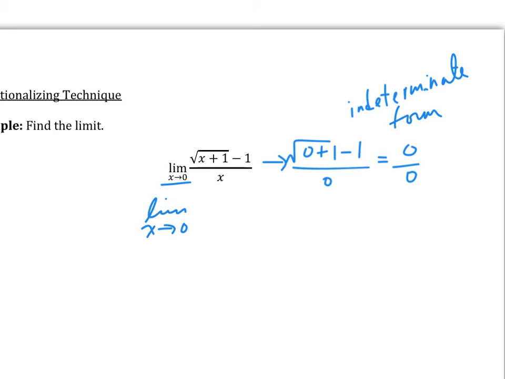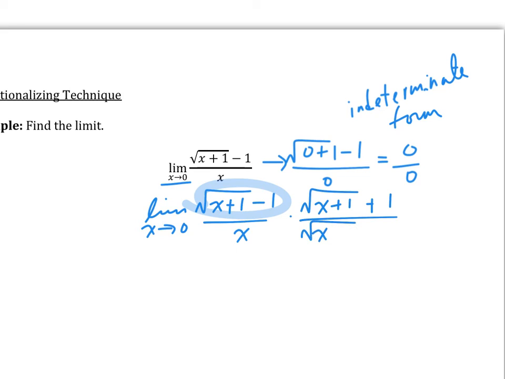And again, this is a technique that we learned in Algebra 2, which is we need to multiply by the conjugate, if you remember what conjugate means. Conjugate means you need to find the opposite sign so that you end up with a minus b times a plus b. So this is going to be x times square root of x plus 1 plus 1, and then do that to the top and bottom.